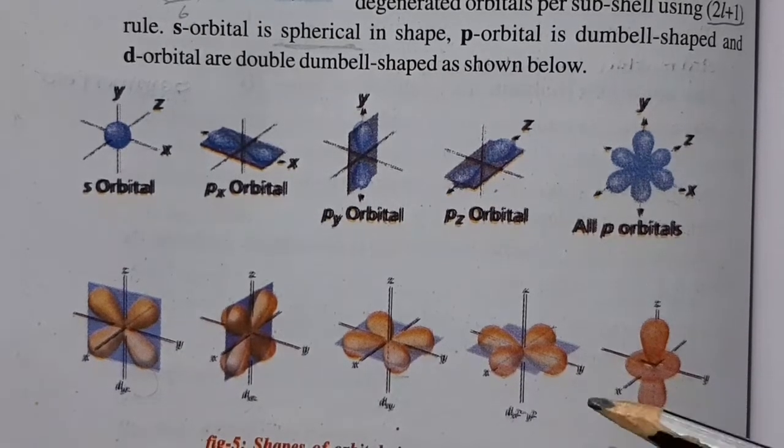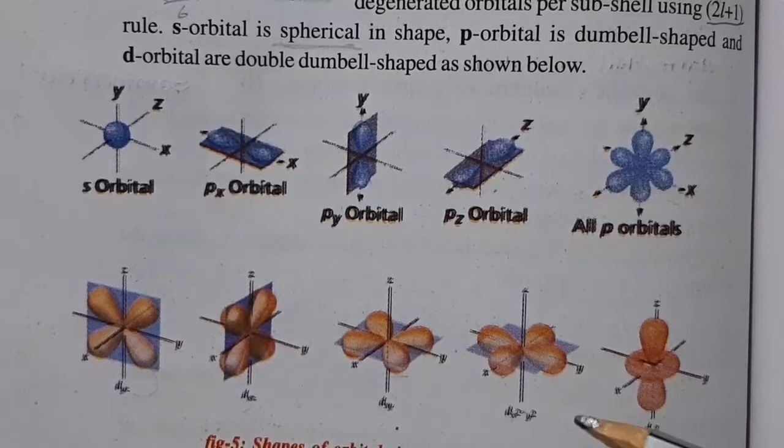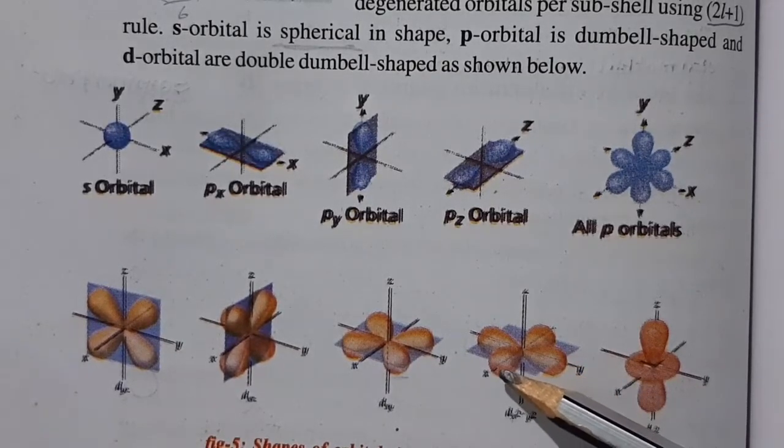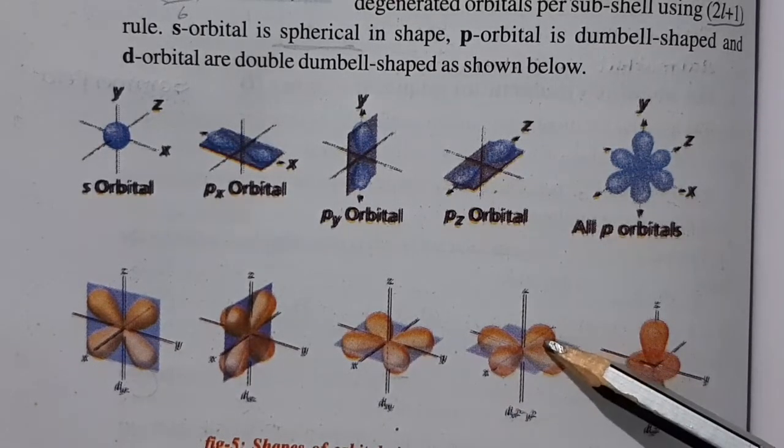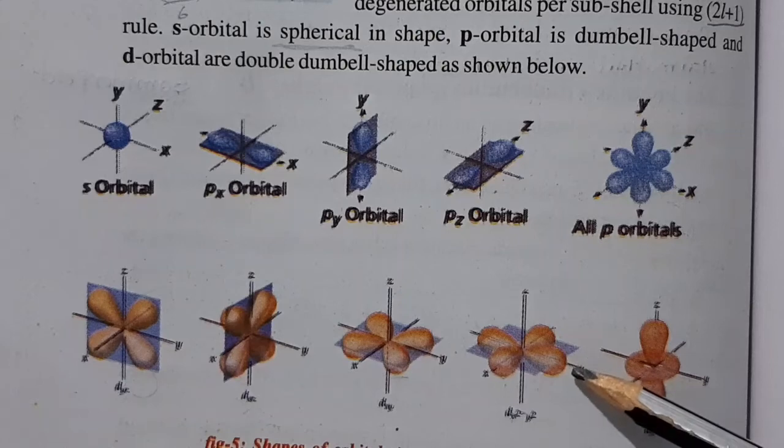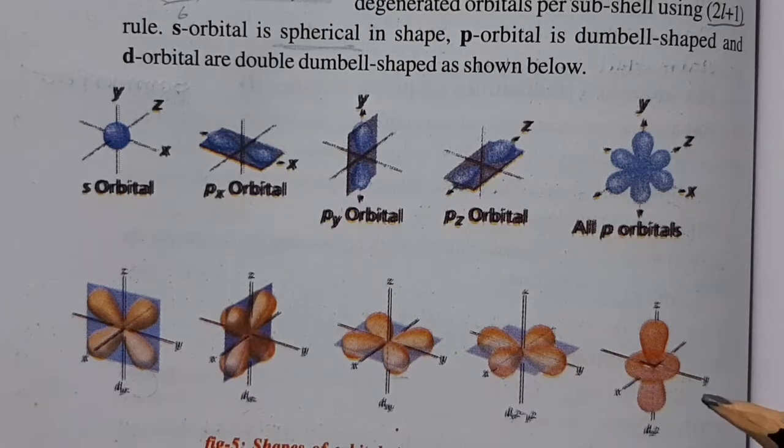So this is dx square minus y square, which means it is lying on the x axis, one dumbbell, and on the y axis, another dumbbell. So dz square, this one dumbbell is on the z axis, and the remaining part looks like a ring. This is about d orbitals.